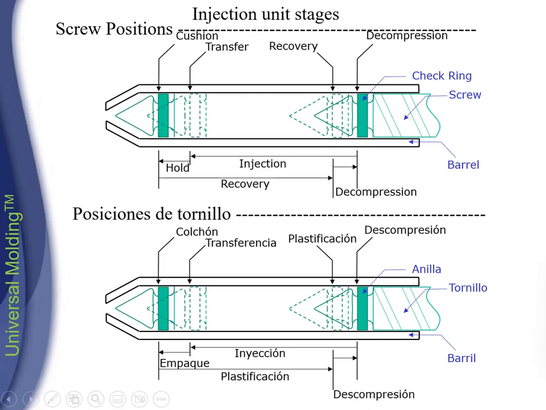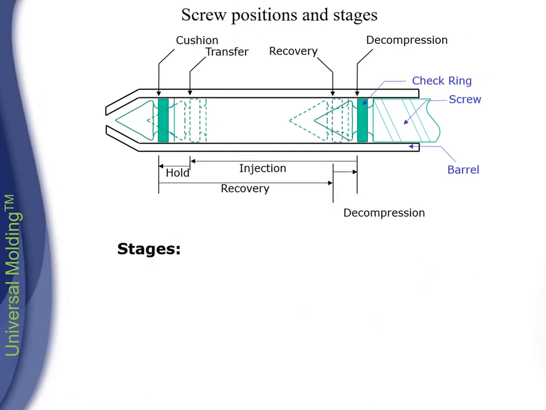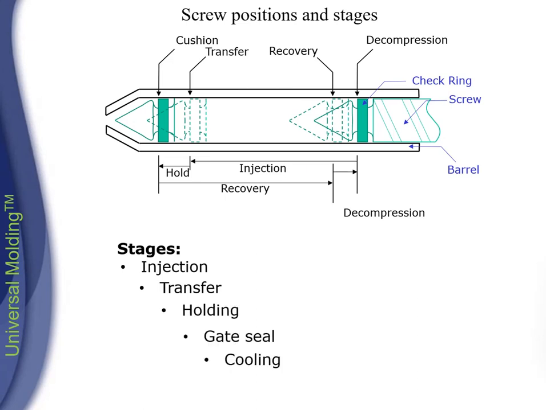Universal molders. This is a small review of the injection unit and its stages. The stages include injection, transfer, holding, gate seal, cooling, and recovery with its decompression.